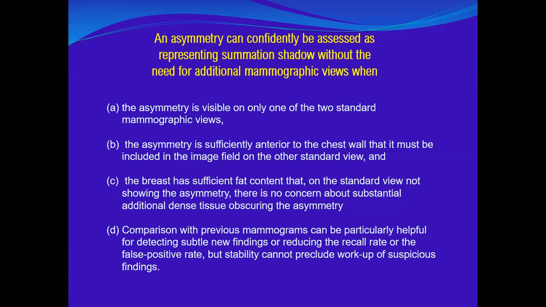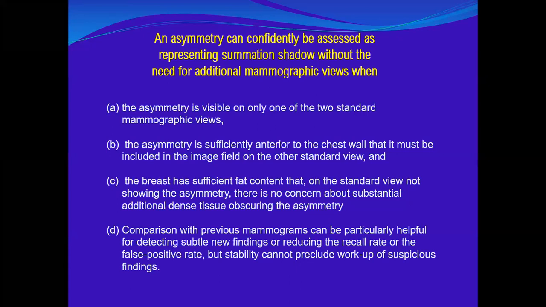The breast has sufficient fat content that the standard view is not showing the asymmetry. There is no concern about substantial additional dense tissue obscuring the asymmetry. Like the case of Hana before, that complex fibroadenoma was obscured by the dense fibroglandular tissue, although it was a large 4 centimeter mass. But in this case, you have no fibroglandular tissue to obscure that opacity. The area is completely fatty, and the lesion is more anterior, not expected to be excluded from the image.